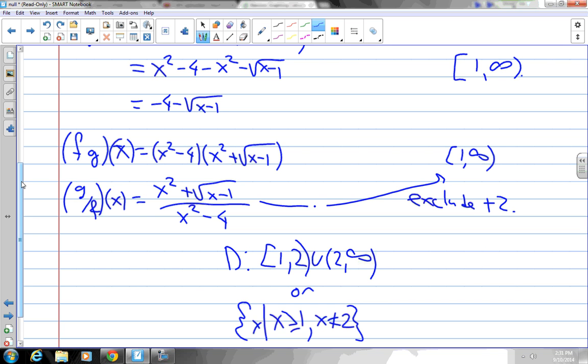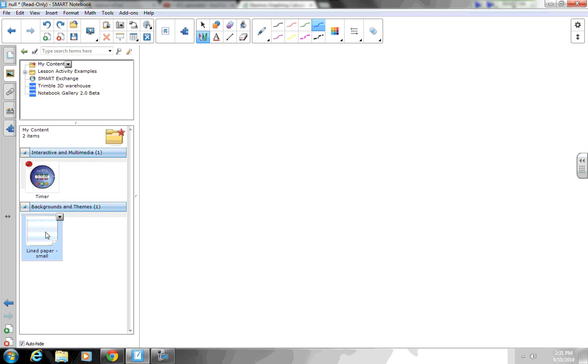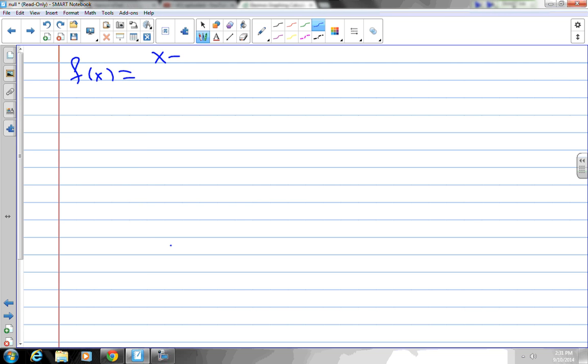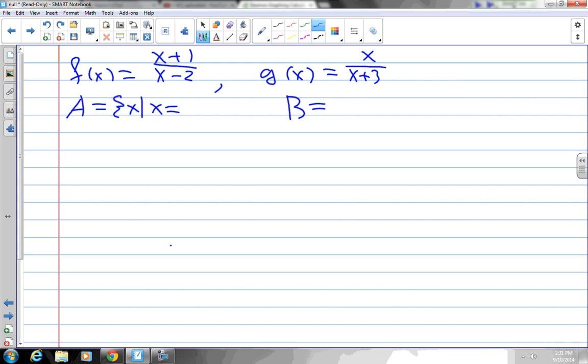All right. Let me mess with you now. So f of x is x plus 1 over x minus 2, and g of x is x over x plus 3. So to answer the domain question is pretty straightforward, right? What is the domain of f? Everything but 2, because that's the only number that turns the denominator into 0. What is the domain of g? Everything but negative 3. That's the only number that turns the denominator into 0. So then the domain for the sum, difference, and product will be the intersection of these two sets.